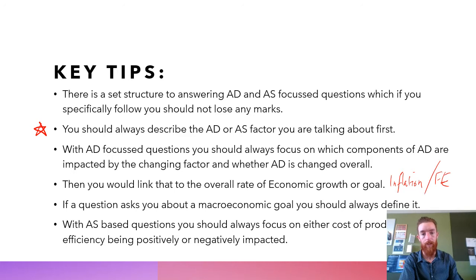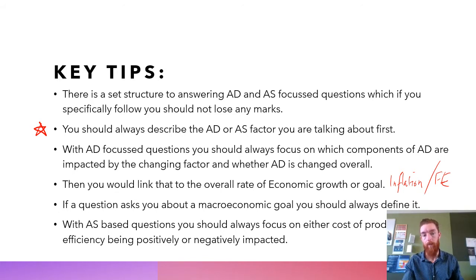But you've always got to then link that back to your overall goal. If the question asks you specifically about the goal of full employment or the goal of low inflation, you should always define that goal too to give the parameters of what you're actually trying to achieve. If it just says the rate of inflation, the rate of economic growth, the rate of unemployment, then you don't need to do that. You just need to talk about how it impacts it.